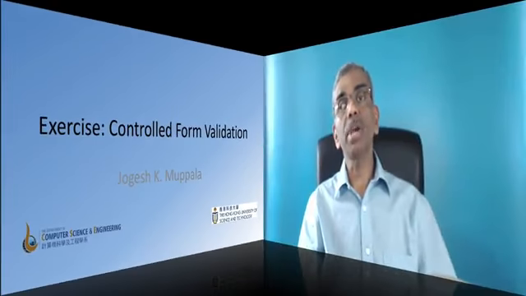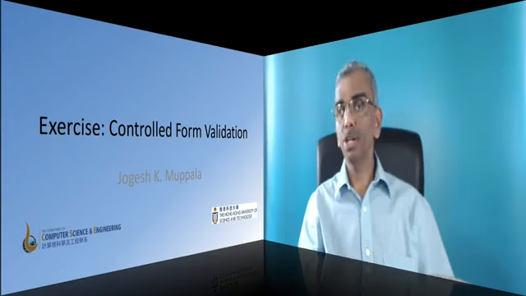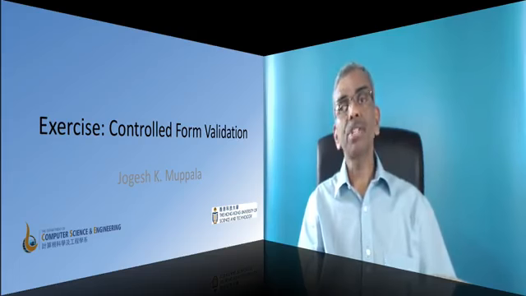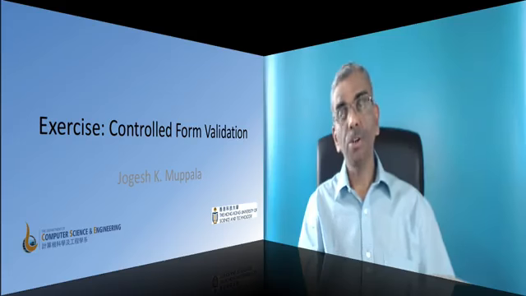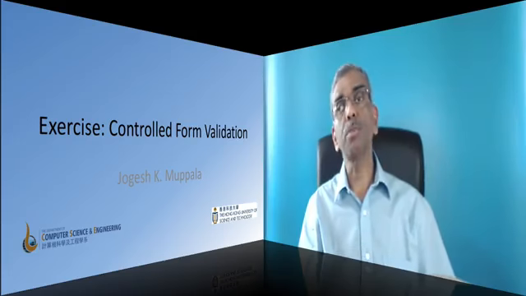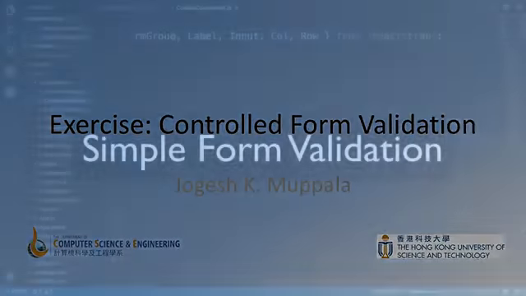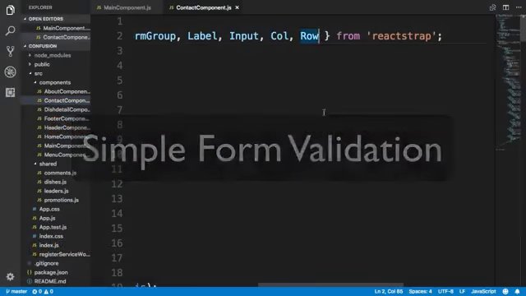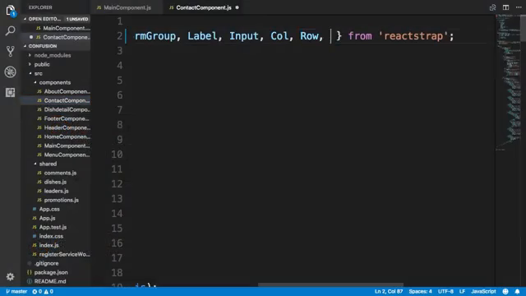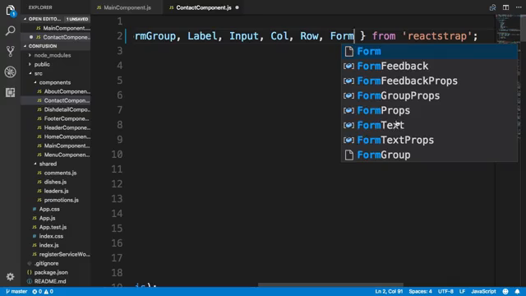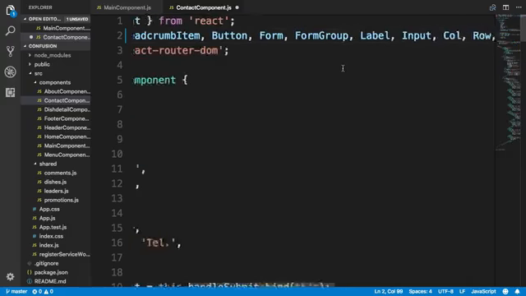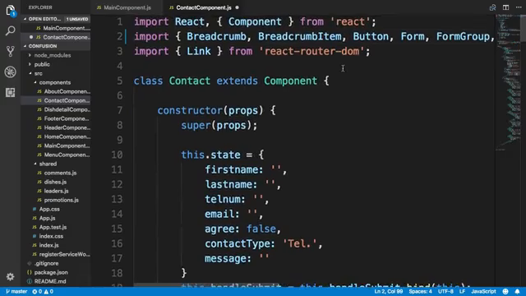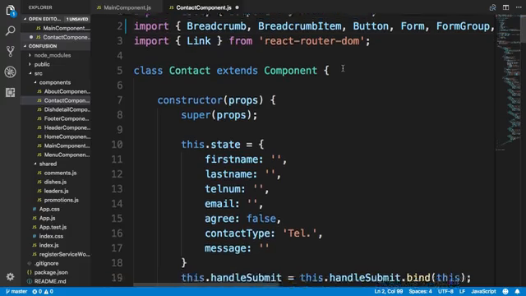Let's look at how we can introduce simple form validation into our form that we included in the contact component. This is pure client-side form validation to check to see if the user has input the values in a suitable manner. To continue with this exercise, going into the contact component, let me also import the form feedback component from Reactstrap, and that will help us to show any error messages to the user within the form.